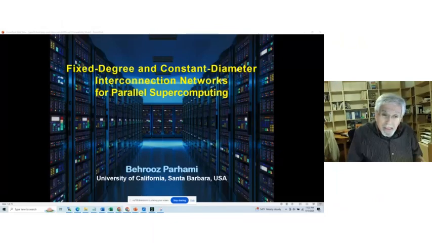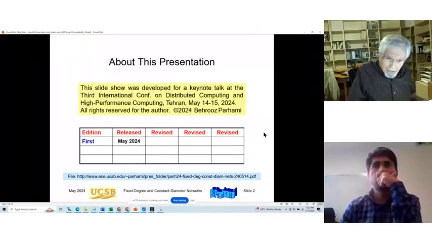My topic is fixed degree and constant diameter interconnection networks for parallel supercomputing. Interconnection networks is one of my main areas of research, but I'm going to focus today on a particular aspect of interconnection networks, as I will define it.